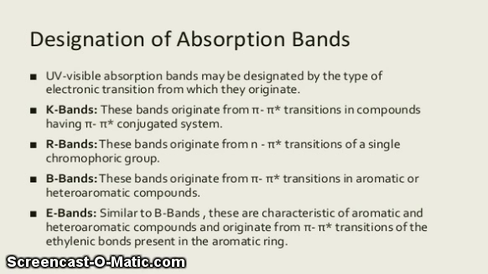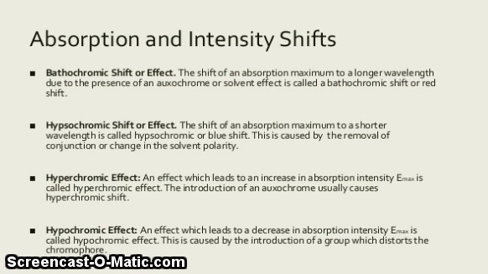So designations of absorption bands: you see K band, R band, B band and E band. K band pi to pi star, R band n to pi star, B band pi to pi star, E band pi to pi star. So you can see absorption intensity shifts: bathochromic shift, hypsochromic shift, hyperchromic shift, hypochromic shift.